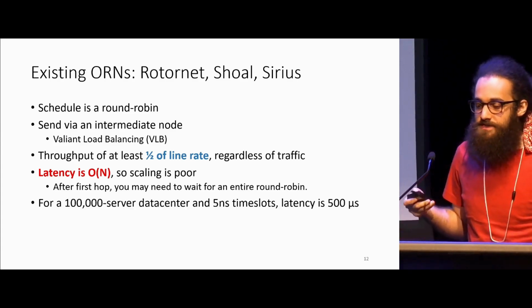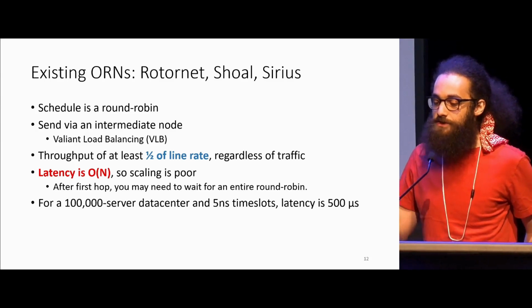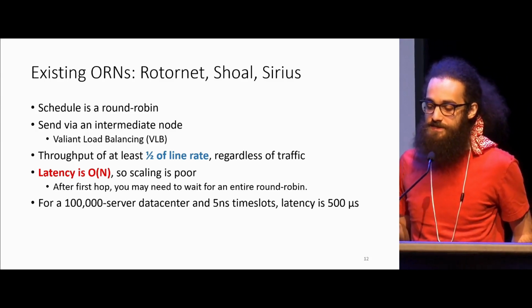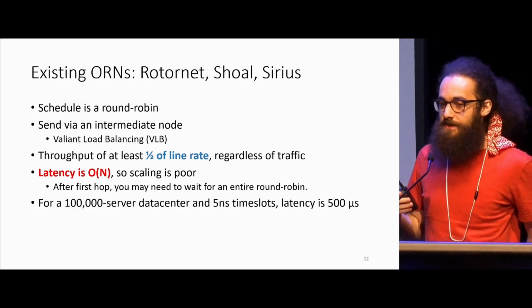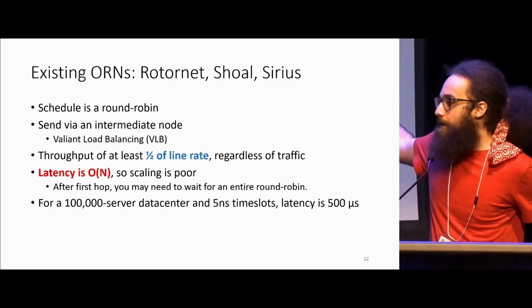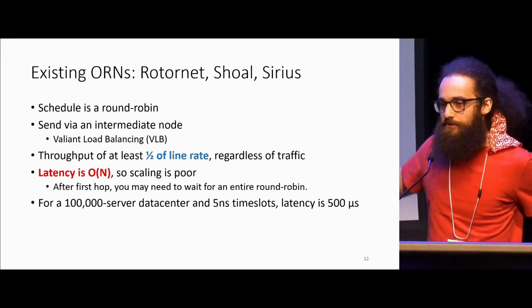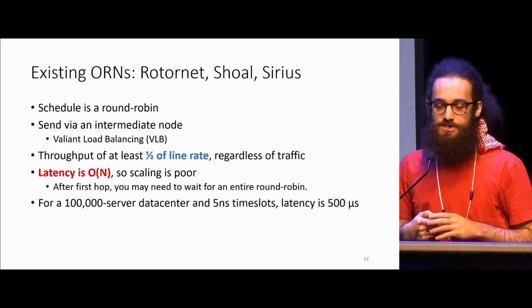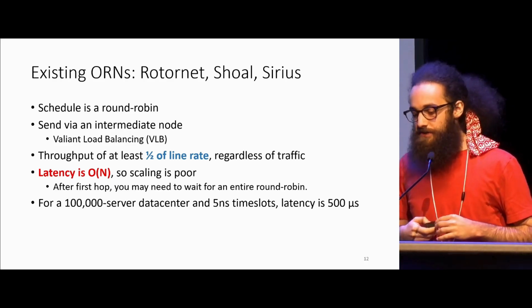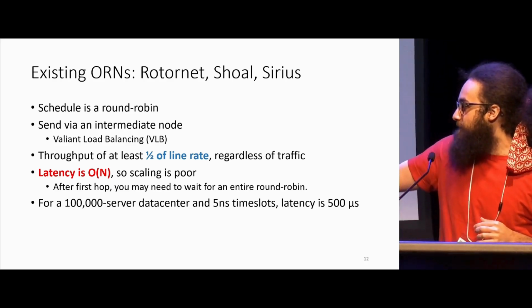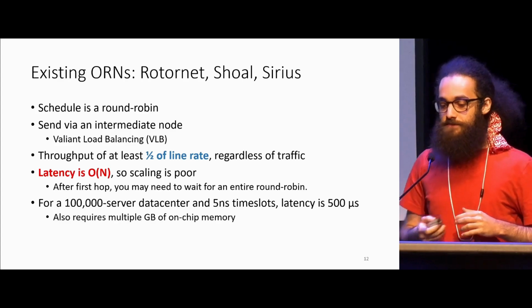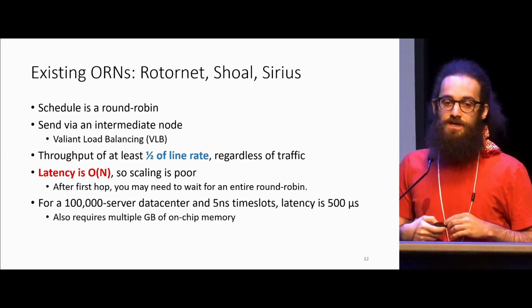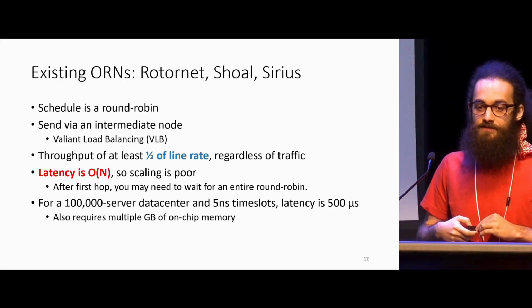If we use the time slot length that Shale uses, which is about 5 nanoseconds, and we use a similar time slot length in our evaluation, even with that fast time slot length, it's still going to take about half a millisecond in latency, which gets you right back to where we are with our traditional circuit switch designs. Additionally, you have to maintain network state for all of those 100,000 connections you're going to make over the course of the schedule. We found that this potentially requires multiple gigabytes of on-chip memory to maintain all of that state.